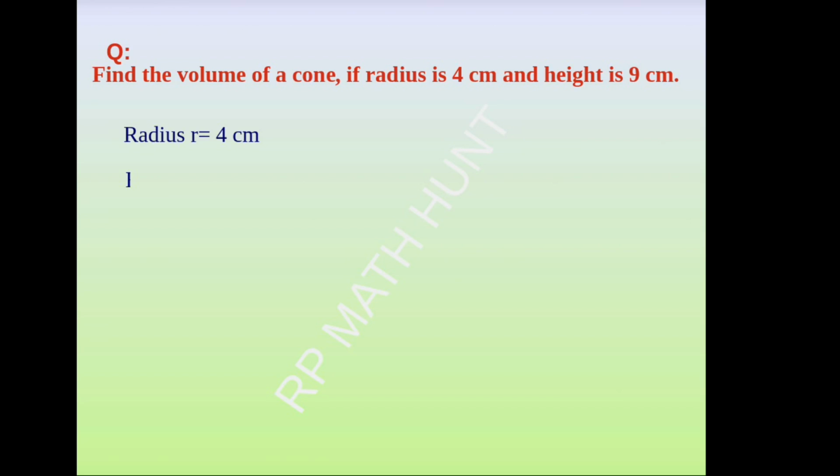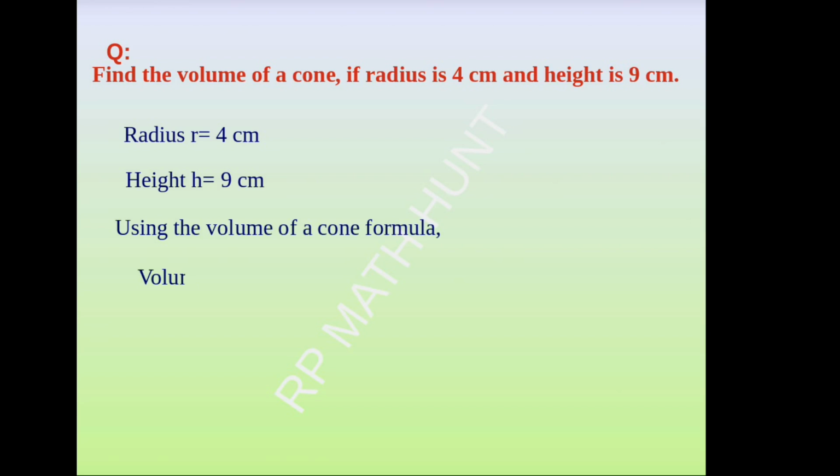Find the volume of a cone if radius is 4 centimeters and height is 8 centimeters. Radius 4, height is 9. Now using the volume of a cone formula, volume is equal to 1 by 3 pi r square h. That is equal to 1 by 3 into 3.14 into 4 square into 9.